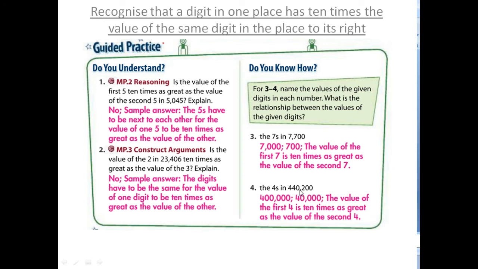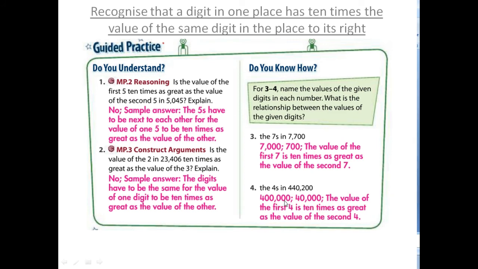What is the relation between this 4 and this 4? As you see, this 4 has 1 zero more than this 4. This is 400,000. This is 40,000. 400,000 has 1 zero more than 40,000. So if you multiply 40,000 by 10, you will get 400,000. So the two digits are beside each other.